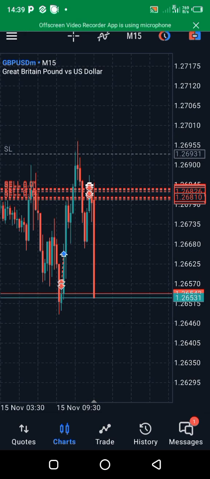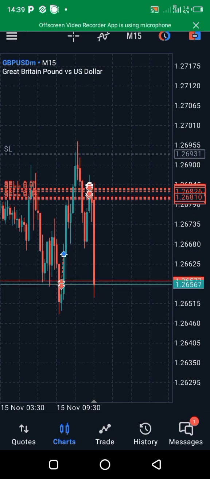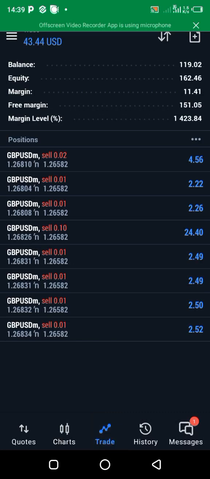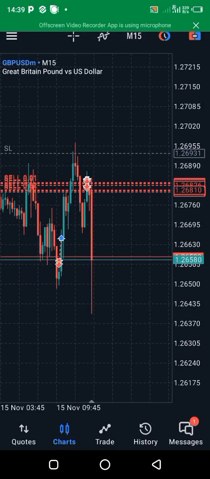Hence, I'm just going to allow the trade to run, because I believe this trade is really going to be massive. Hence, I'll just allow it to run. But I will only close out when I start seeing candlesticks.